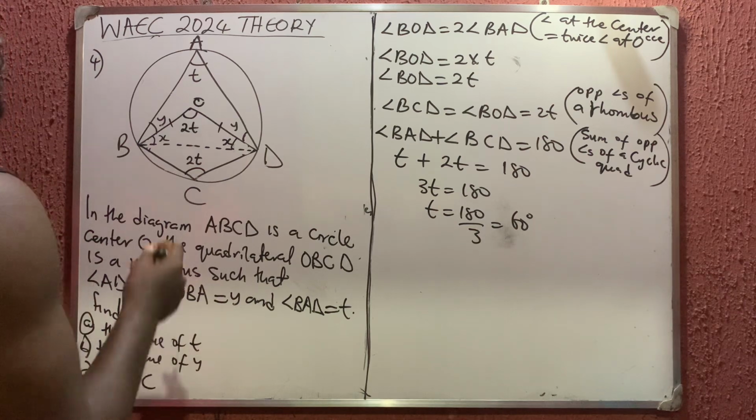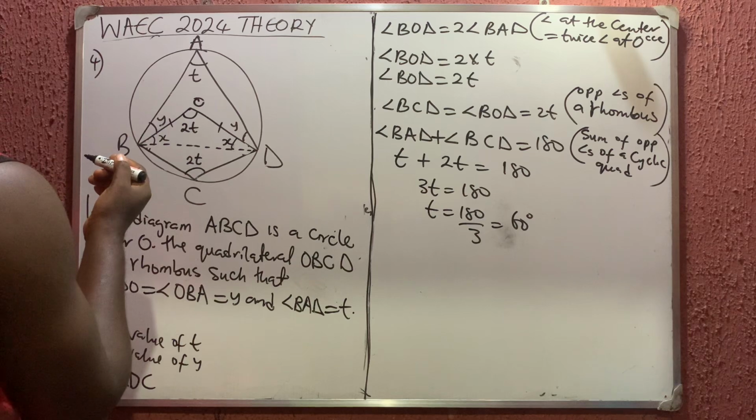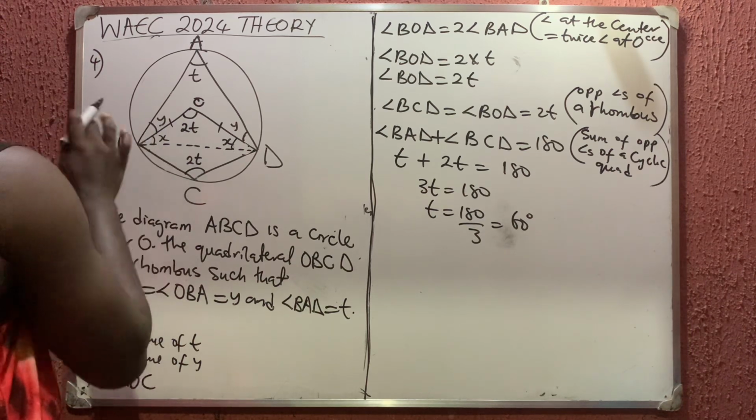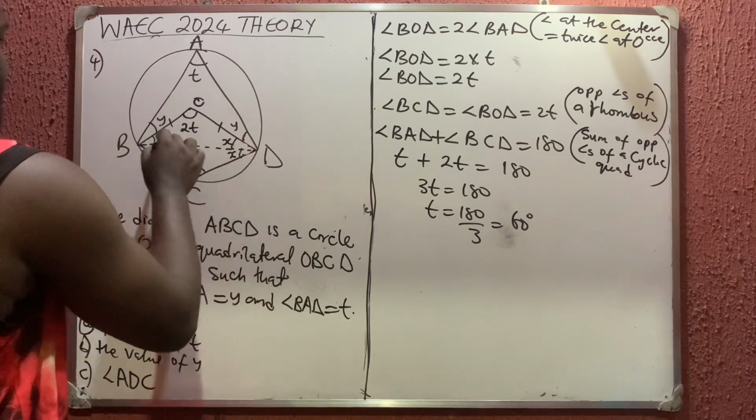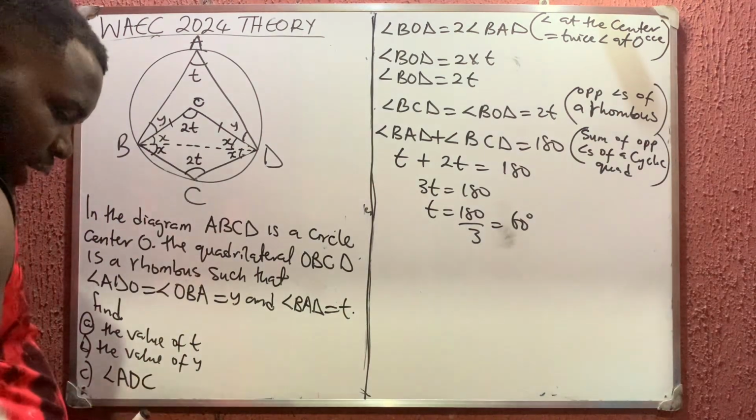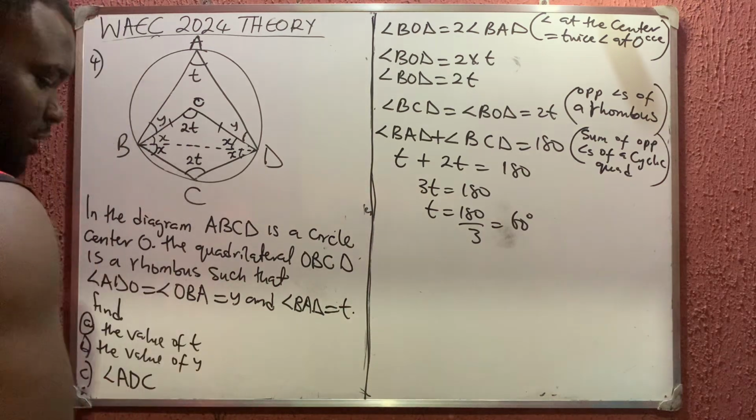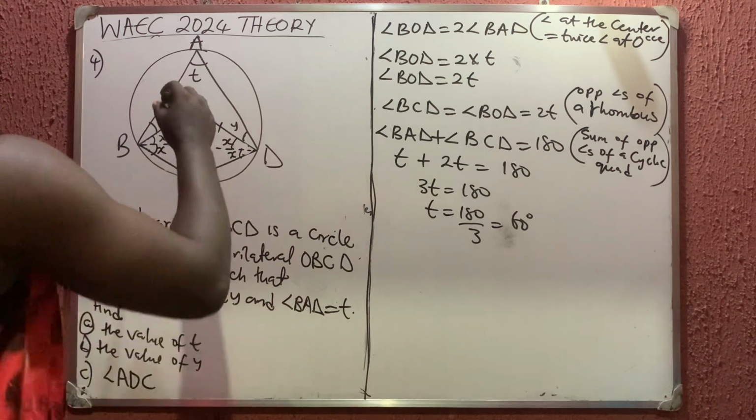Now, another thing you should know is that here will be x as well. Here should be x as well, because they are all equal. The opposite sides of a rhombus are equal, so they are all x. So for me to get my x will now be easier. If I can get my x, it can help me get my y. But another way we can get y is by saying we can get this place.